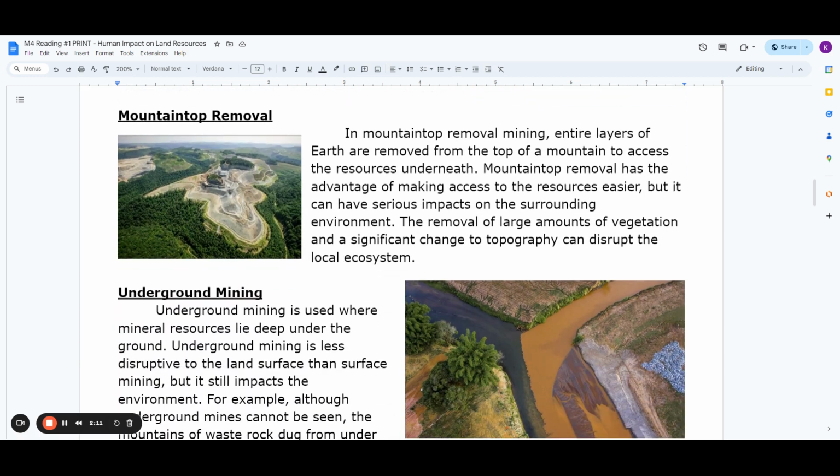Mountaintop removal. In mountaintop removal mining, entire layers of earth are removed from the top of a mountain to access the resources underneath. Mountaintop removal has the advantage of making access to the resources easier, but it can have serious impacts on the surrounding environment. The removal of large amounts of vegetation and a significant change to topography can disrupt the local ecosystem.